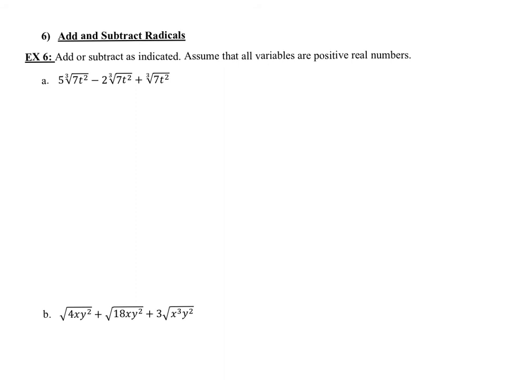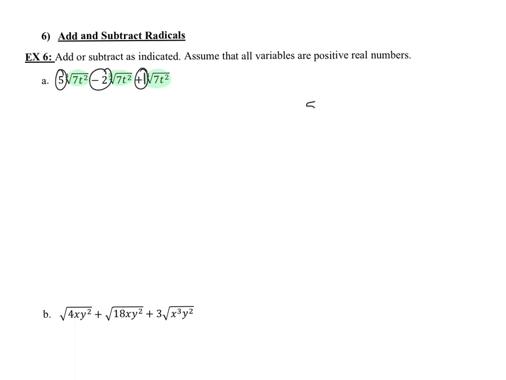Another thing to notice is all of the radicals are exactly the same. They're all the cube root of 7 t squared. Which means that we are in luck here because these are all like terms. I have 5 cube root of 7 t squared, and I'm subtracting from it 2 cube root of 7 t squared, and I'm adding to it, what is that? That's a 1. If you don't see something there, it's the imaginary 1. So I'm adding to it 1 cube root of 7 t squared.